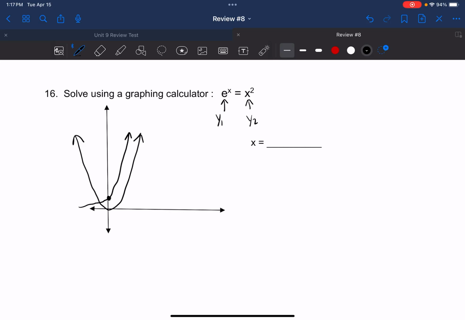All right, so it does appear that they do intersect right here at this particular spot. So I just use my calculator to find that spot by pressing second, trace 5, and then you just press enter 3 times. And it's going to give us that intersection value to be negative 0.703.